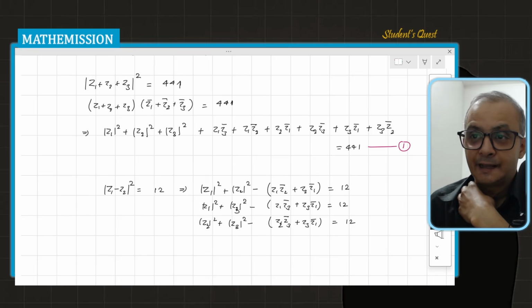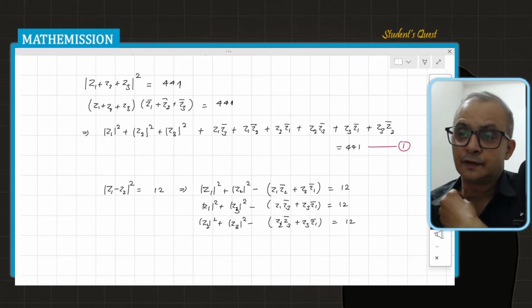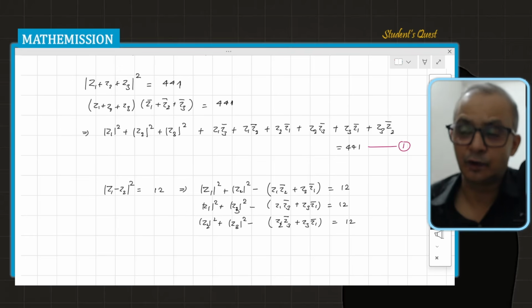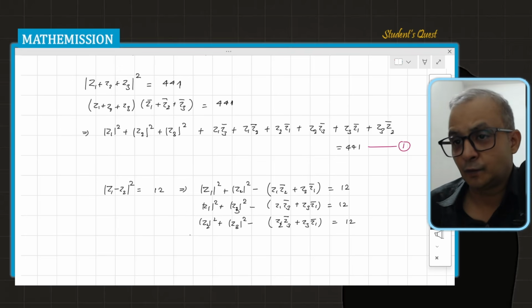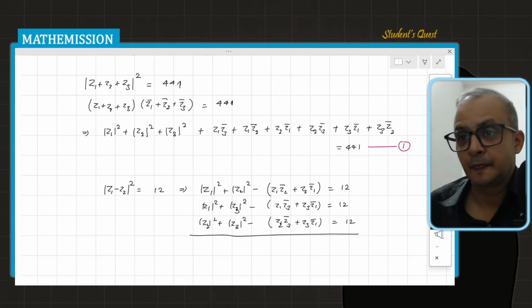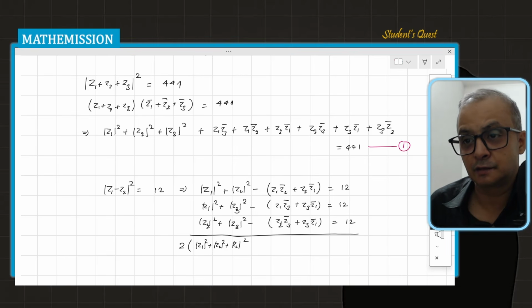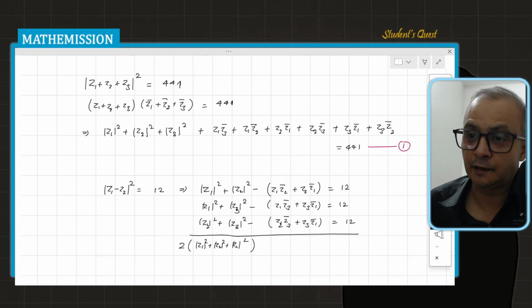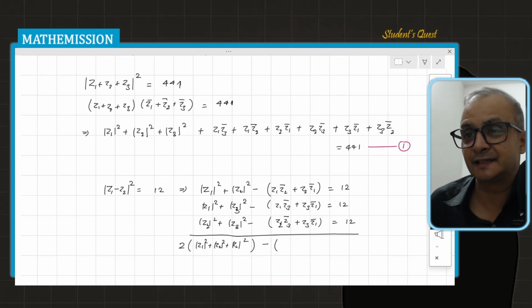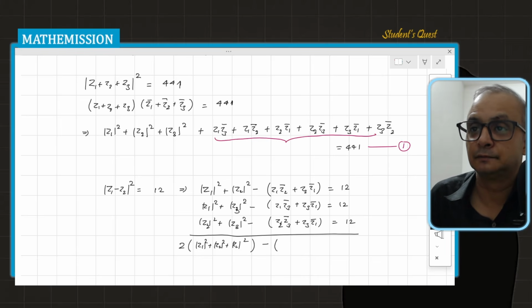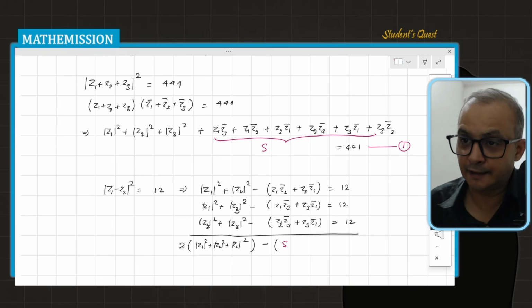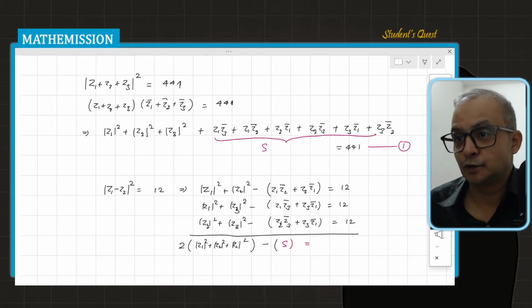So you now feel what is going to happen, because when I add them up, this will give something interesting. If I add them up, you notice that 2 times everything will come. So 2 times (|Z1|² + |Z2|² + |Z3|²) minus this sum, let's say this is a weird sum s, and that is going to be 36.